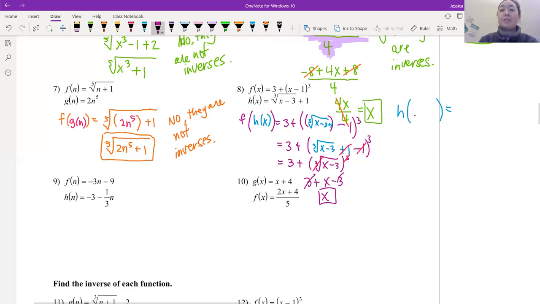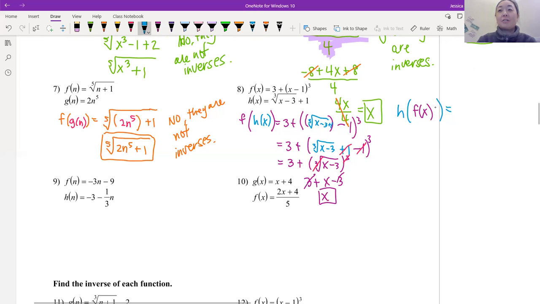So let's do this. So h of f of x. Now, I got this to be simplified down to x. We just got to check the other way, right? So we got to reverse it. Instead of h of f of x, we have to do f of h of x. You know what I mean? Got to flip them. That's what I meant. Long day today, I guess.